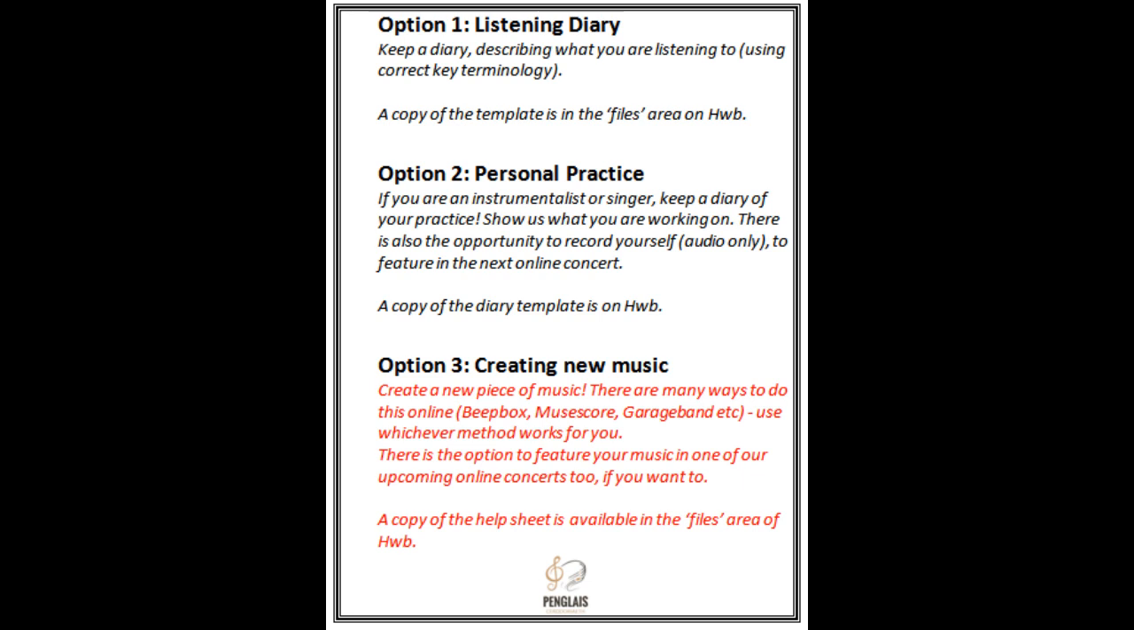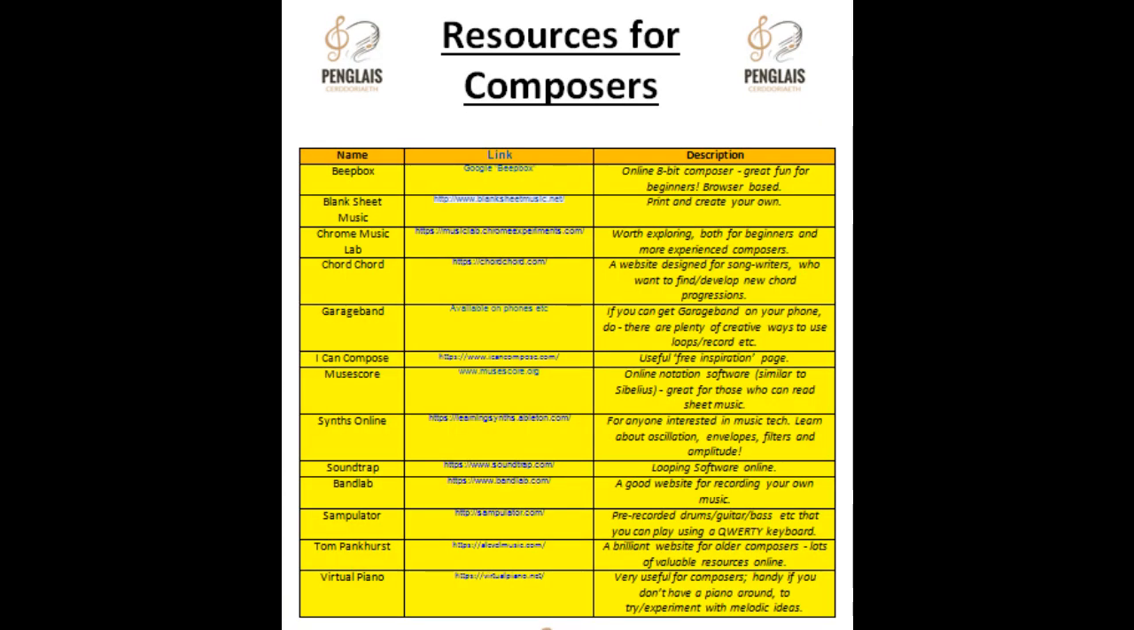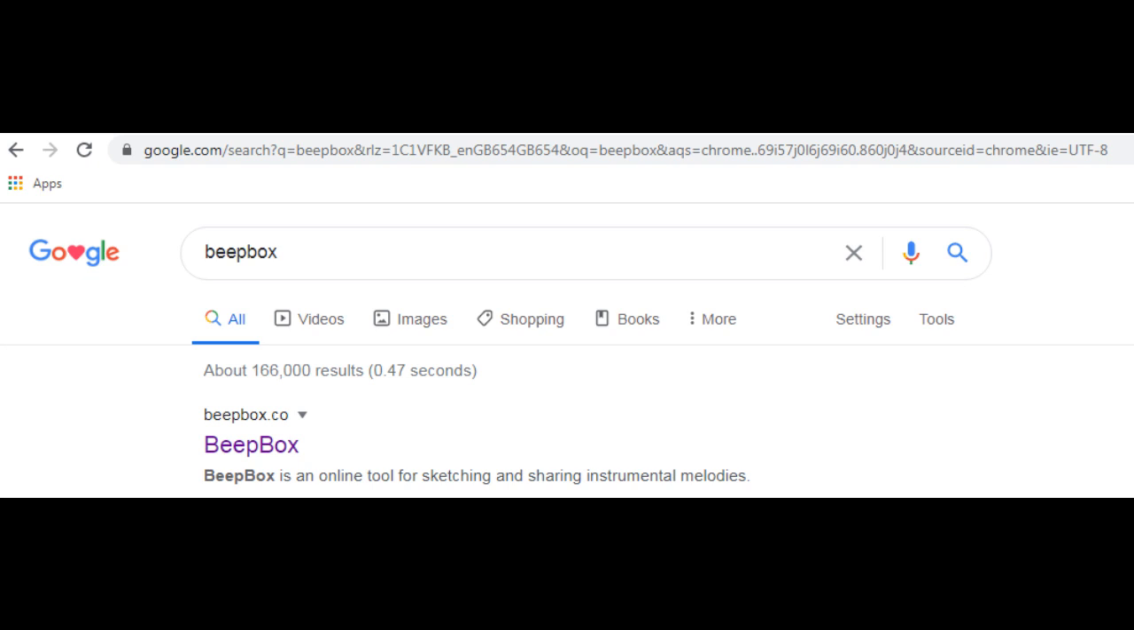Finally, option number 3. Option number 3 is open to composers. This is where you are creating a brand new piece of music. So there are lots and lots of different ways to do that. If you have a look on Hub and go under Files, you will see a document called Extension Activities Music. If you open that document, you will see there is a whole page of resources which composers can use. These are designed for people who've never composed before, as well as those with a bit more experience.